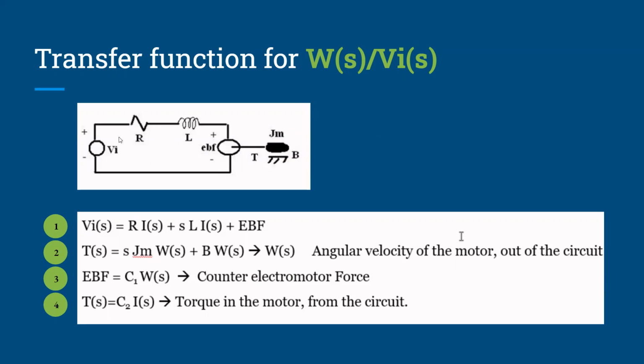Here we have an example of how the circuit looks in terms of the input voltage, the resistance, the armature inductance, and the electromotive force, which is connected to a motor. The first equation is from doing Kirchhoff's voltage law on the circuit. The second equation is from the motor to get the angular velocity. The third equation is the counter electromotive force. And the fourth equation is the torque in the motor in terms of the same current that we get from the circuit.